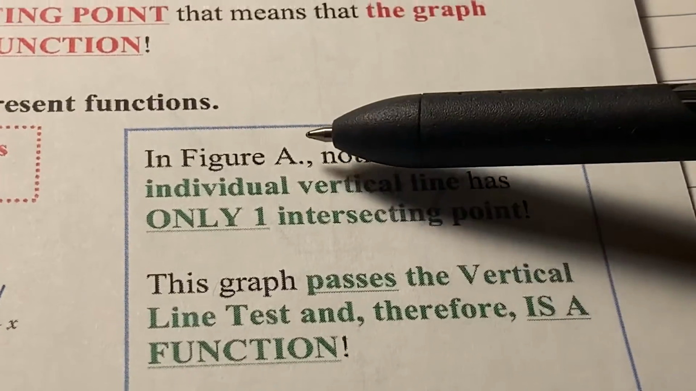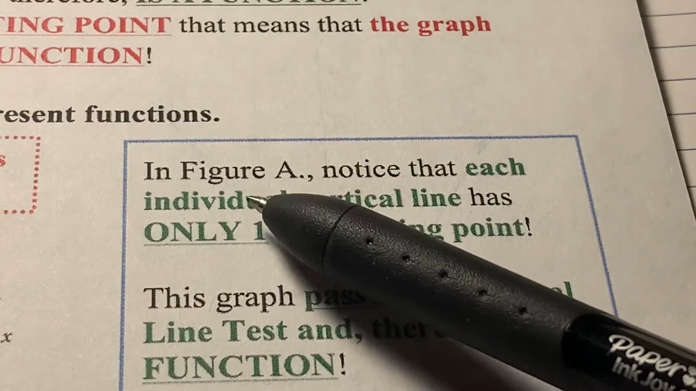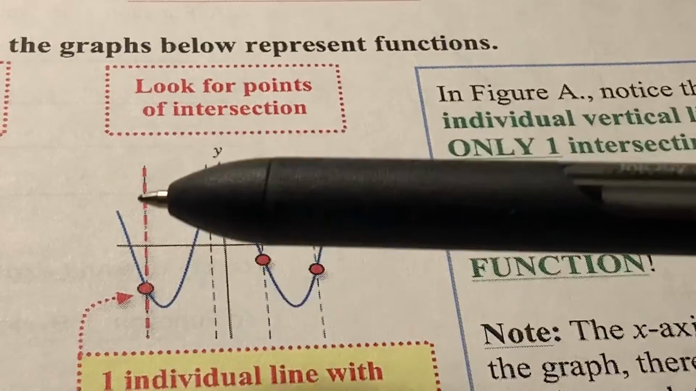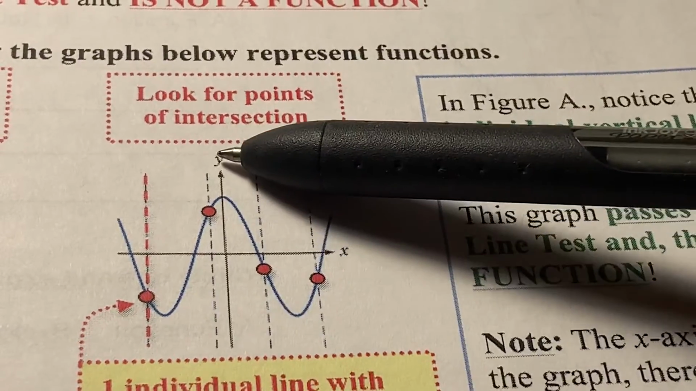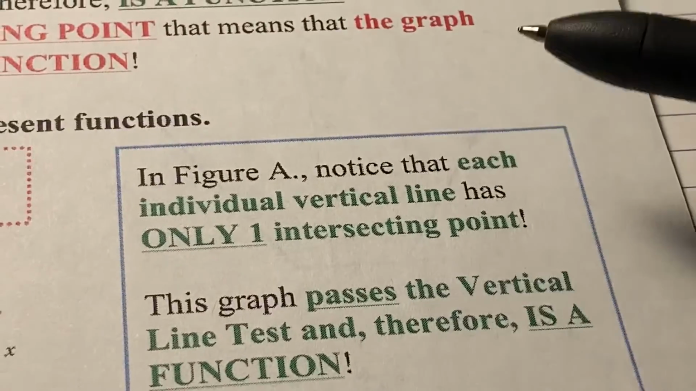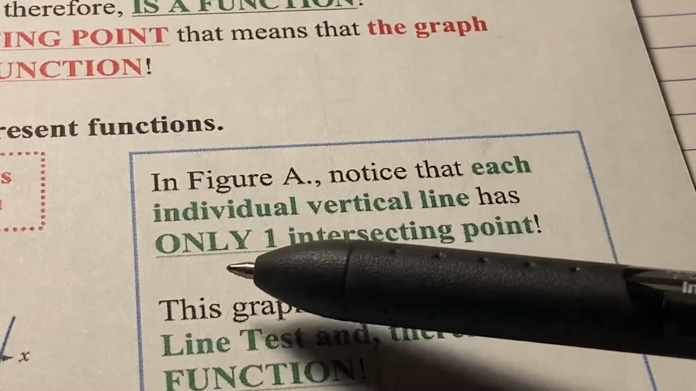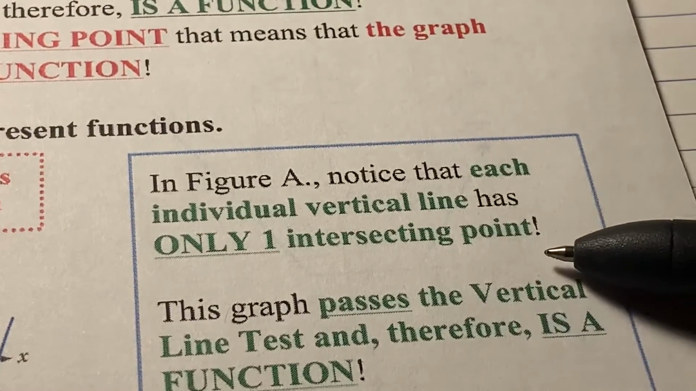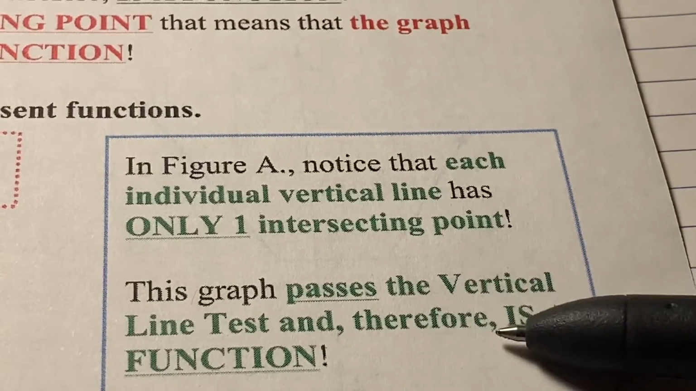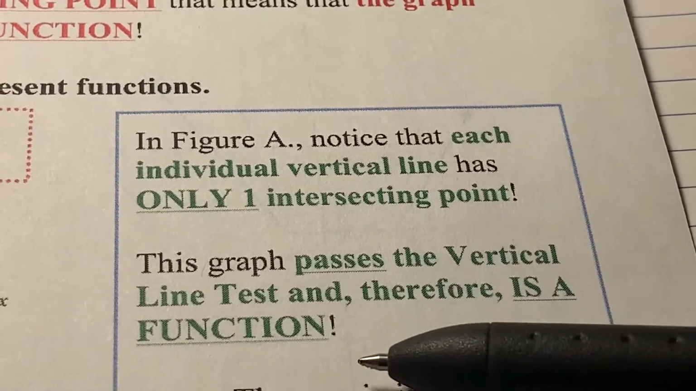In figure A, notice that each individual, that's the key word, guys, individual, one line, one intersecting point, one vertical line, one intersecting point. That's what I mean. Each individual vertical line has only one intersecting point. Therefore, this graph passes the vertical line test and therefore is a function.